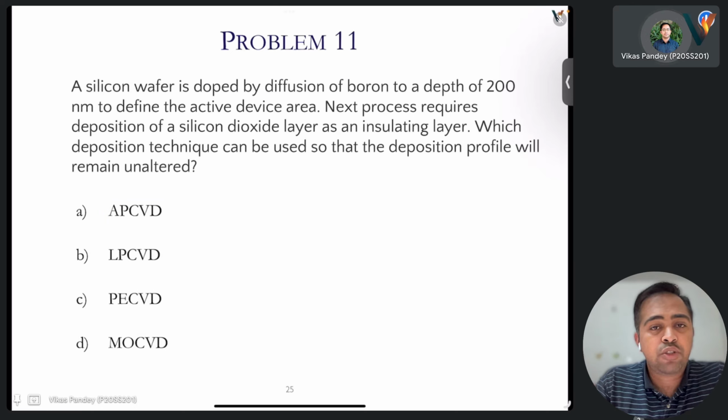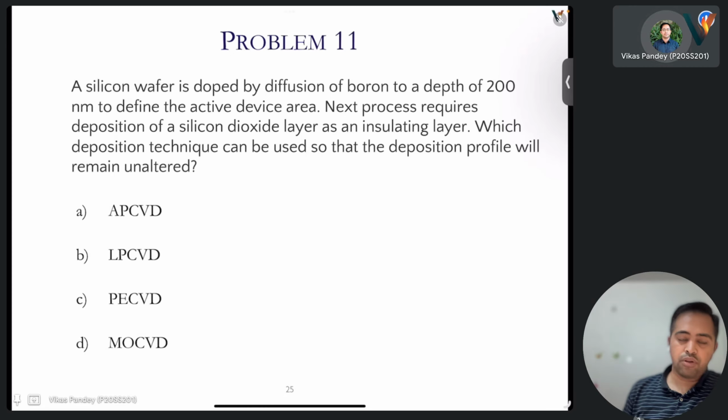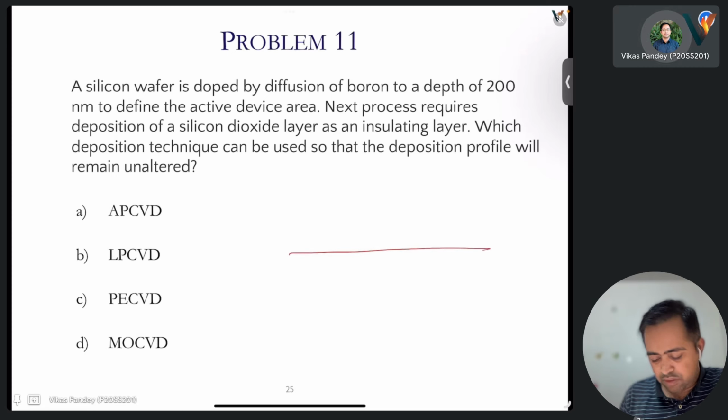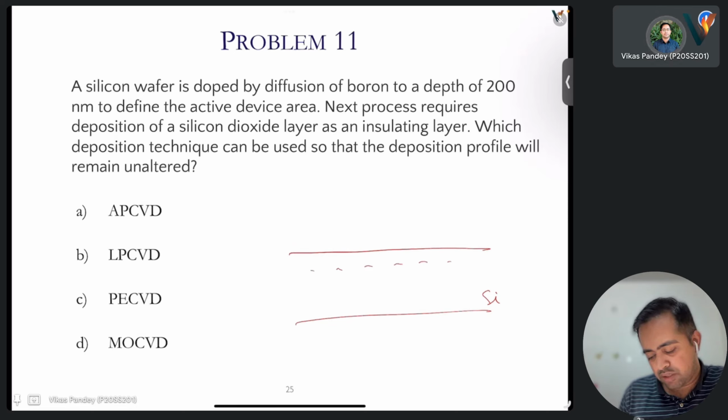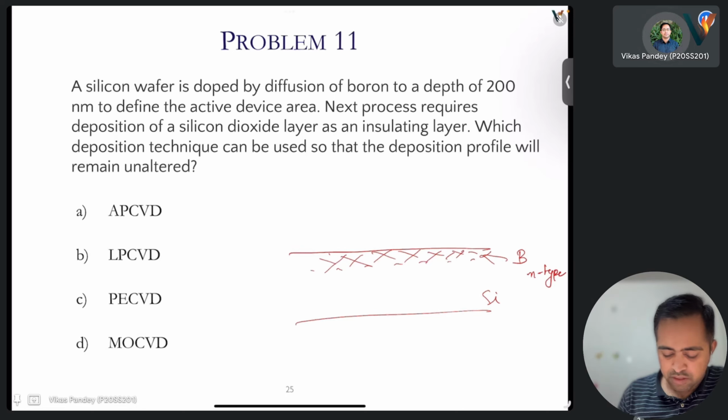The silicon wafer is doped by diffusion of boron to a depth of 200 nanometers to define the active device area. Okay, so let's first draw it. We have a silicon wafer. It is doped by diffusion of boron to a depth of 200 nanometers. So let's say that this part is already doped with boron. Doped with boron means it will become a bit p-type. Okay, and this depth is 200 nanometers.